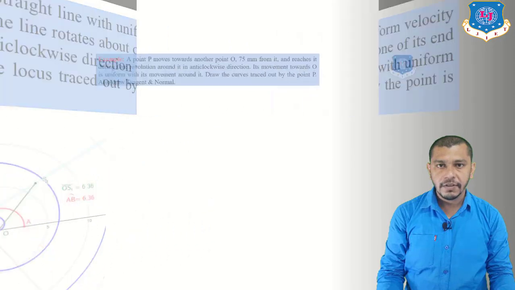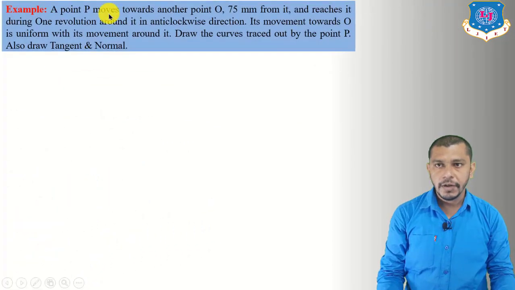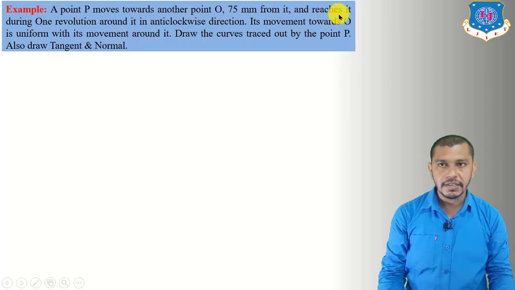So let's start with the first problem. A point P moves towards another point O 75 mm from it and reaches it during one revolution. We can also say that one convolution around it in anti-clockwise direction. Its movement towards O is uniform with its movement around it. Draw the curve traced out by the point P. Also draw the normal and the tangent to the curve.